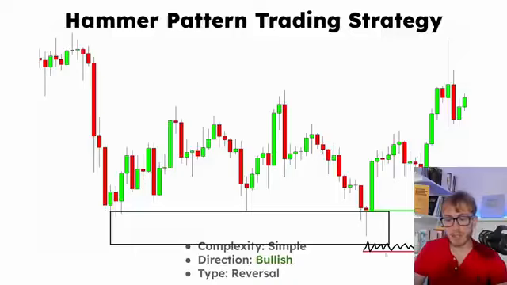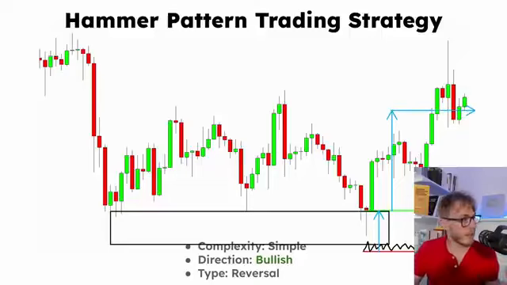And as for our target level, once again, we can keep it simple with a 2-to-1 risk to reward. We measure this part. Our target level should be around twice the length of this part right here. And that would give us a target around here.